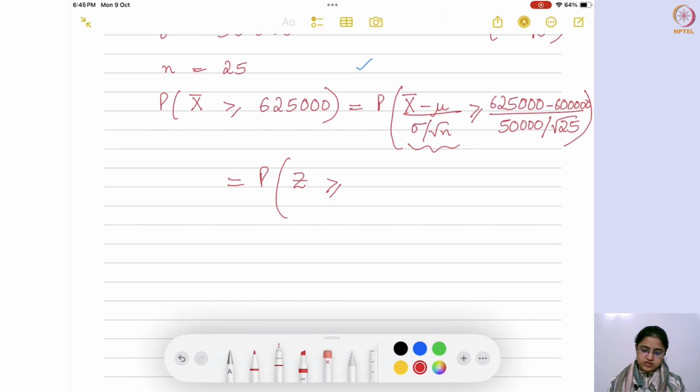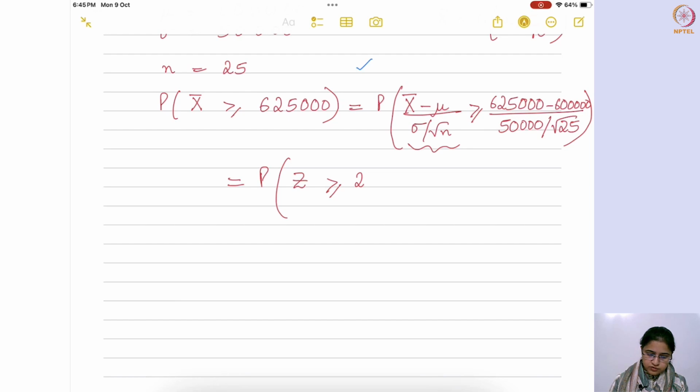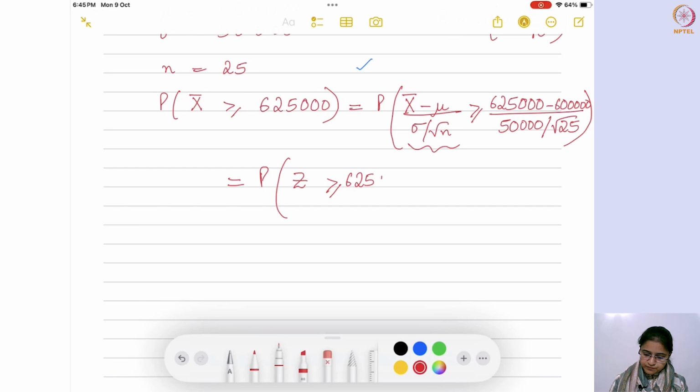And what do you get on the right hand side after the inequality? If you solve this, root 25 is 5, and this will cancel out, and finally you will get something around, let me just write it, 625,000 minus 600,000 over, and here root 25 is 5, so it will be 10,000.